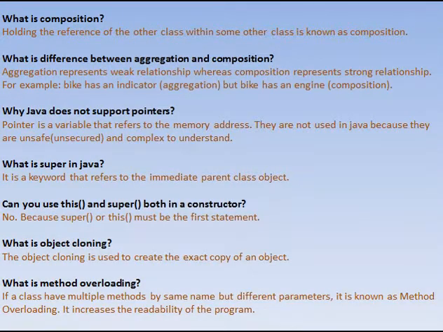What is composition? Holding the reference of the other class within some other class is known as composition. What is the difference between aggregation and composition? Aggregation represents weak relationship whereas composition represents strong relationship. For example, bike has an indicator, aggregation, but bike has an engine, composition.